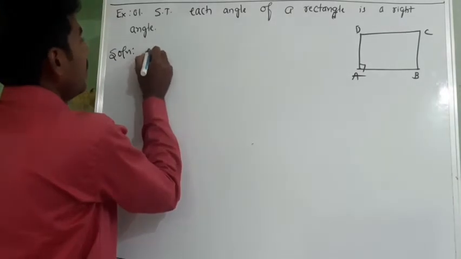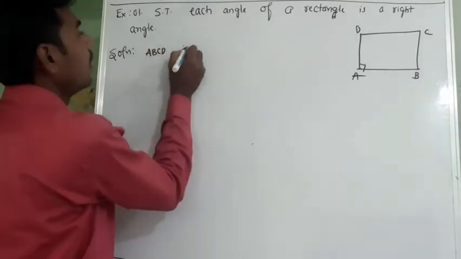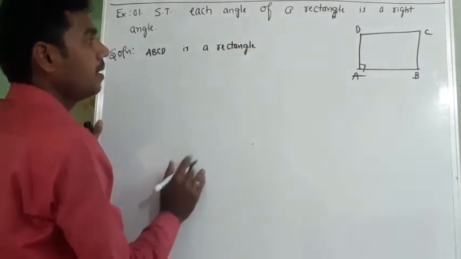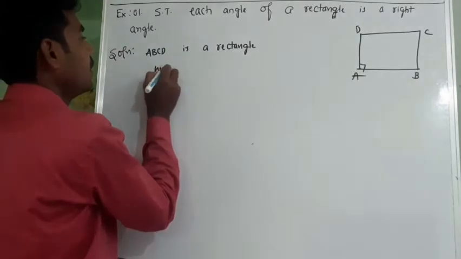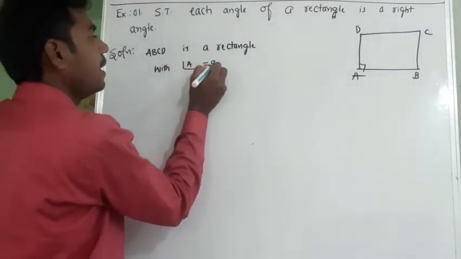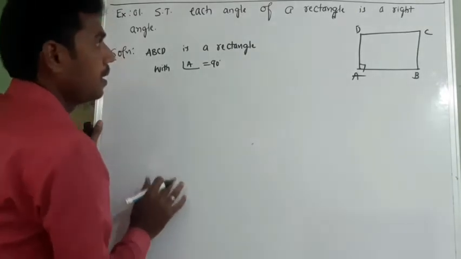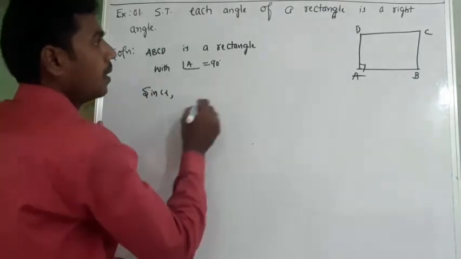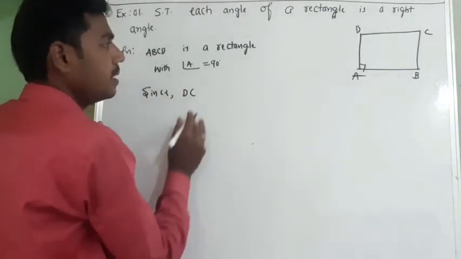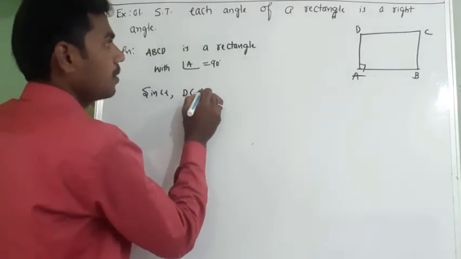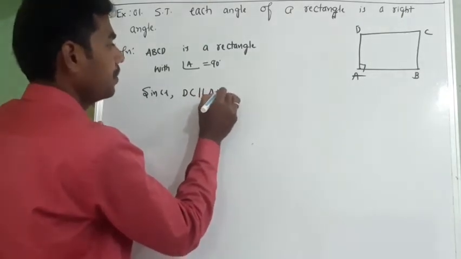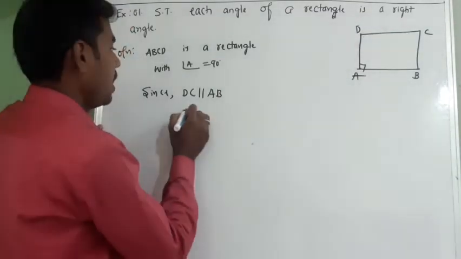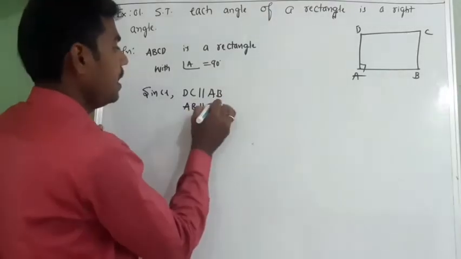So ABCD is a rectangle with angle A equal to 90 degrees. Fine. And since DC is parallel to AB, and AB is parallel to CD.